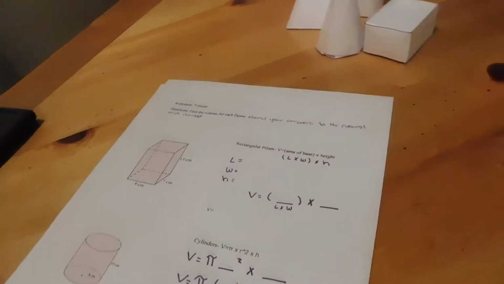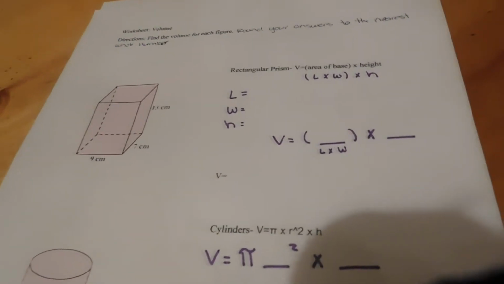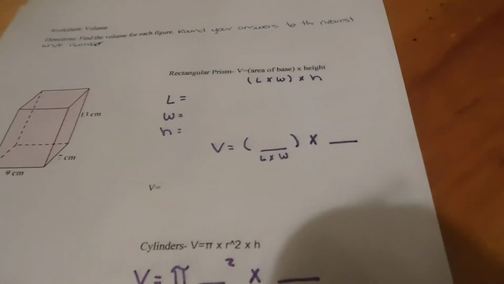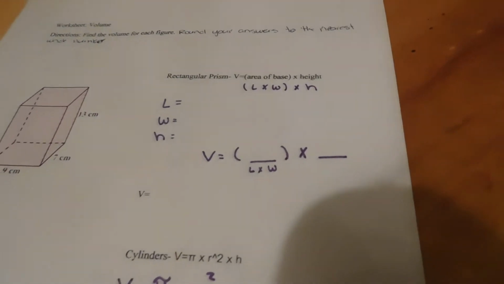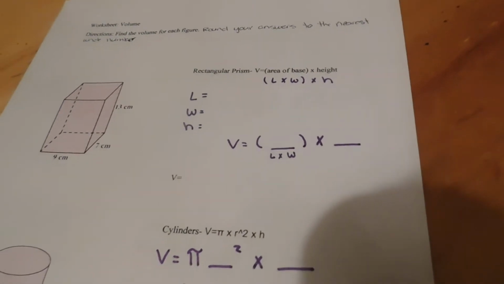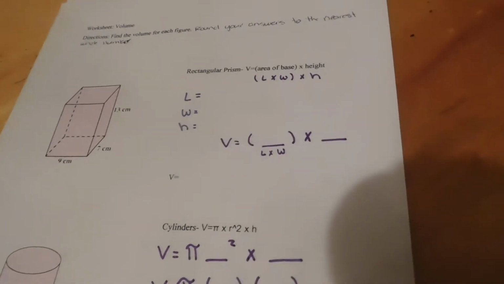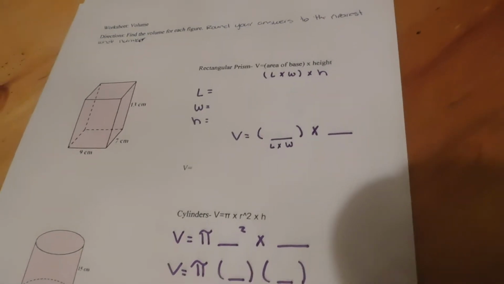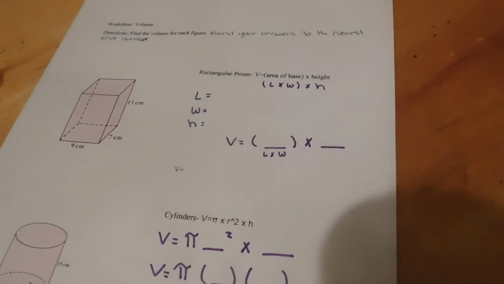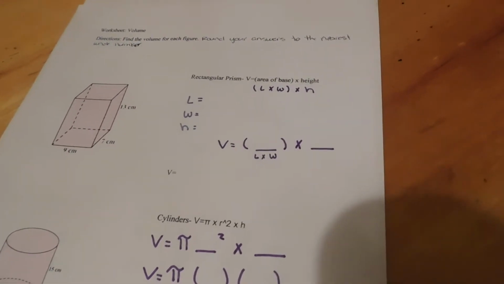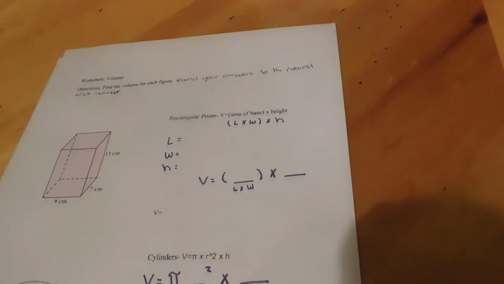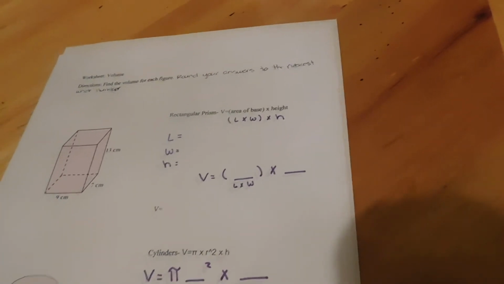On this worksheet, I've given examples of the shapes and the lengths of the dimensions, and also provided the formula and the steps. For this worksheet, the students will be filling in the blanks and solving the problems with my help. So, the first volume we're going to find is for this rectangular prism.